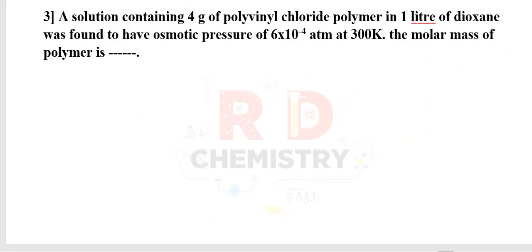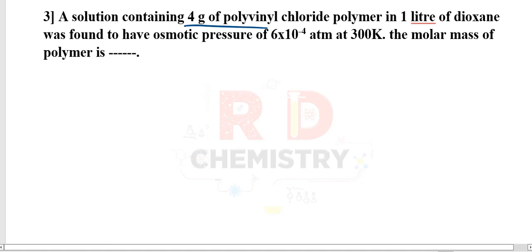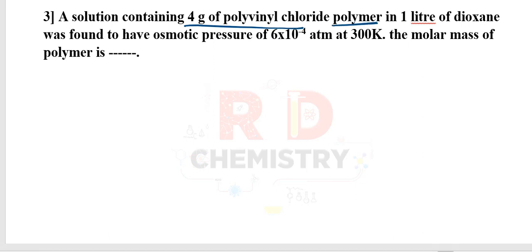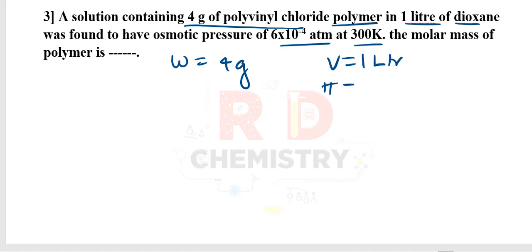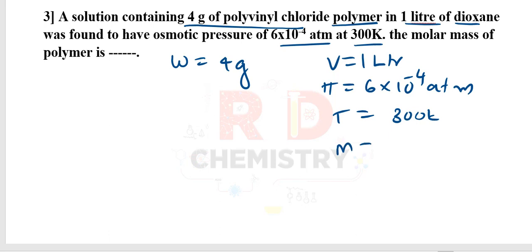Yeah, read the third question. A solution containing 4 gram of polyvinyl chloride polymer in 1 liter dioxane is found to have osmotic pressure 6 into 10 power minus 4 atmosphere at 300 Kelvin. Molar mass of the polymer is? Weight given is equal to 4 grams. Volume is given in terms of liters. And osmotic pressure is 6 into 10 power minus 4 atmosphere. Temperature T is given as 300 Kelvin. Molar mass you have to calculate.